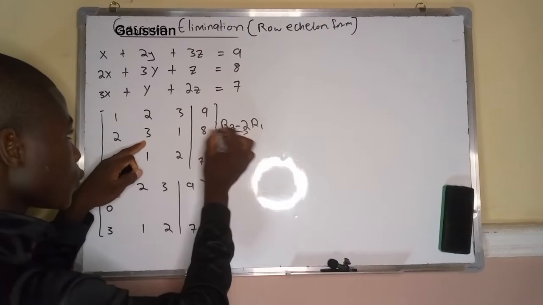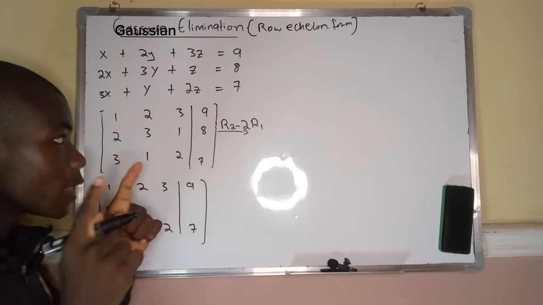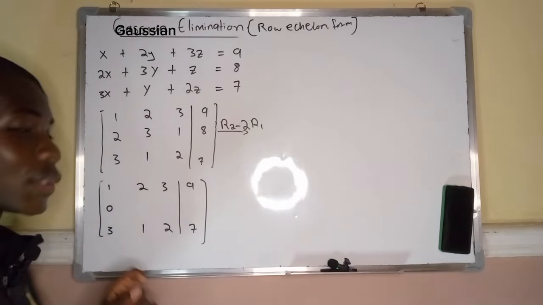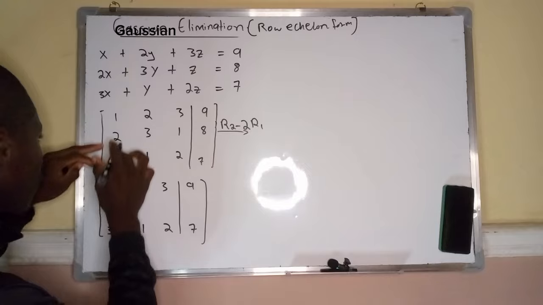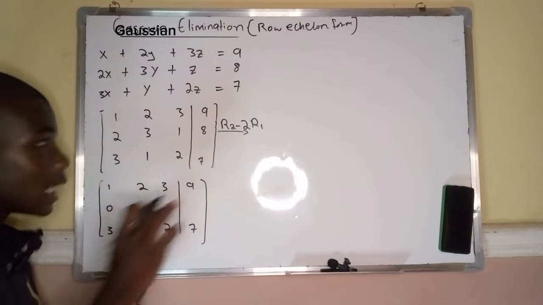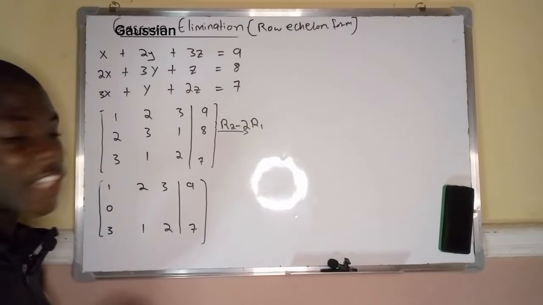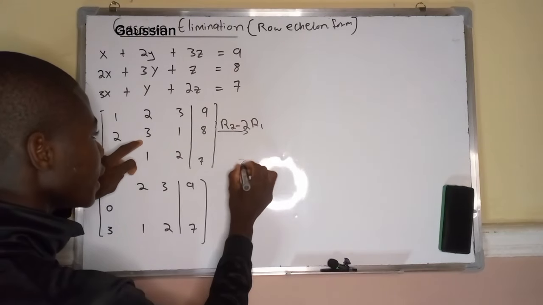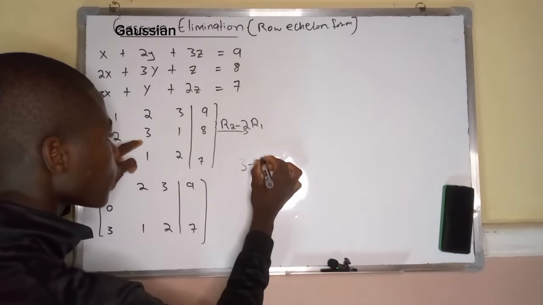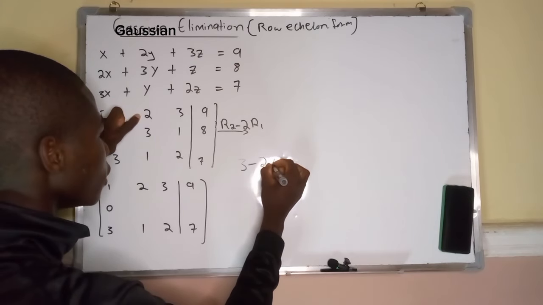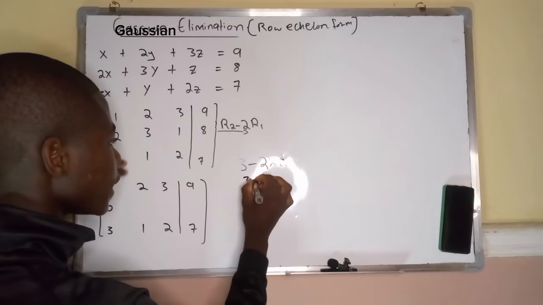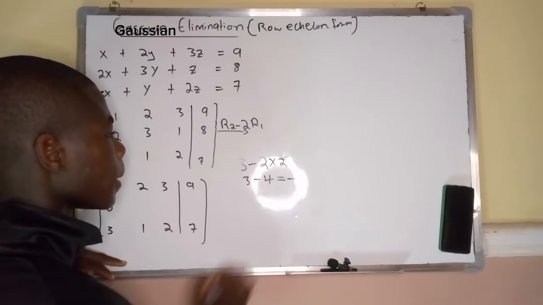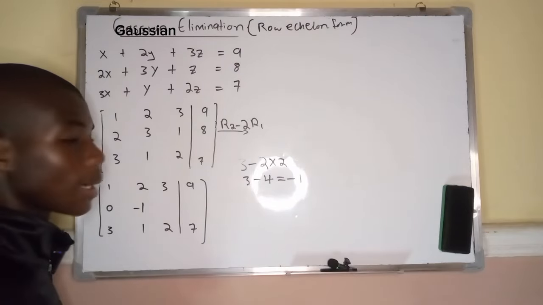Also row 2, there is one thing that I need you to know. You are not doing it only for the places where you're supposed to have 0. Rather, you do it for the first part and also for the complete row. If you start from the first, you must go to the end. So row 2, which is 3, minus 2 multiplied by row 1, which is 2. So 3 minus 4 equals minus 1. So I'm having minus 1 here.